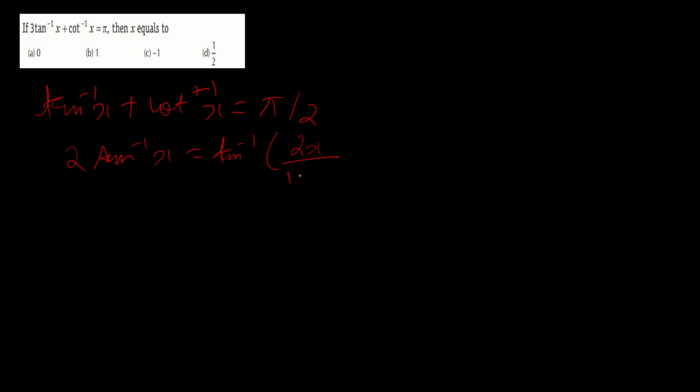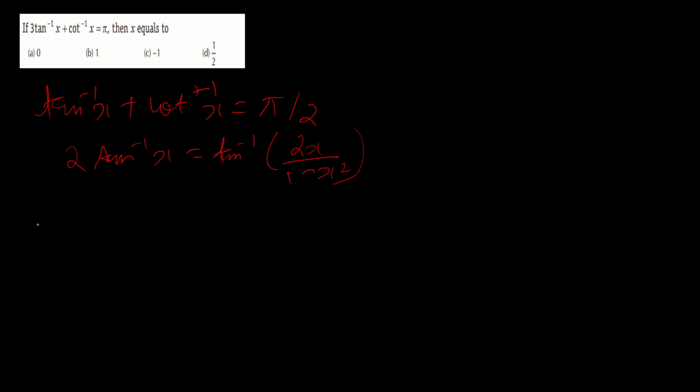Next question. Okay, nice question. 3 tan inverse x plus cot inverse x is equal to pi, then x equals. This question is also an easy question. Everyone will think it's a tough question. Okay, we know some identities based on tan inverse x plus cot inverse x, right? Like this: tan inverse x plus cot inverse x equal to pi by 2. With the help of this, we can solve it. And also we know an identity like this, 2 tan inverse x equal to tan inverse 2x by 1 minus x square. We just discussed that in the previous problem, right?